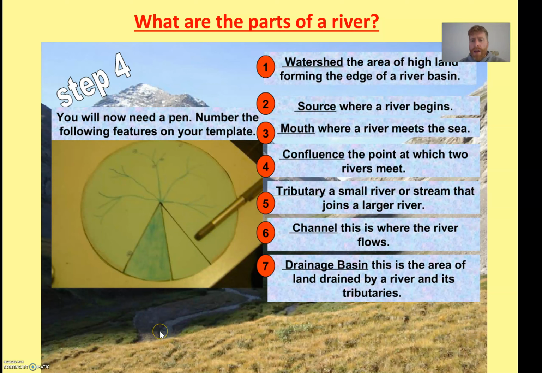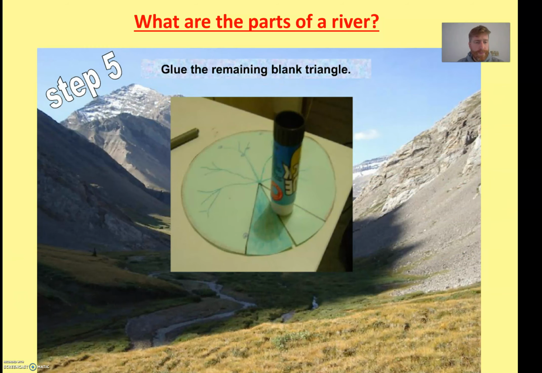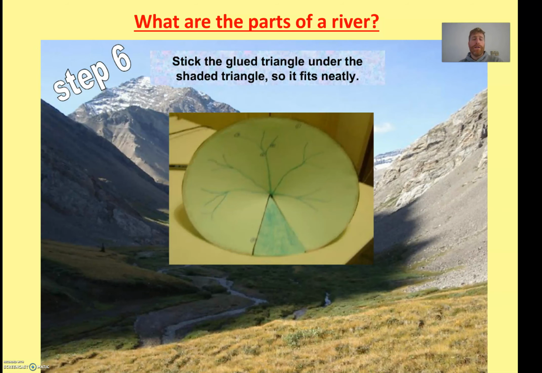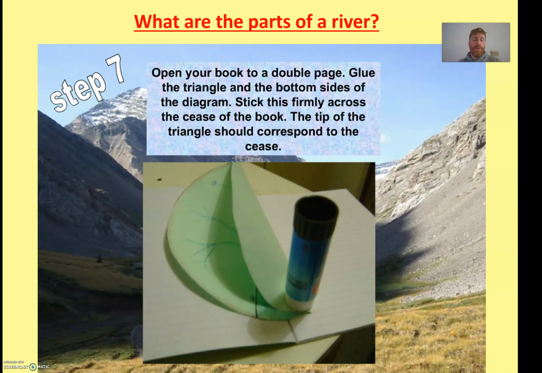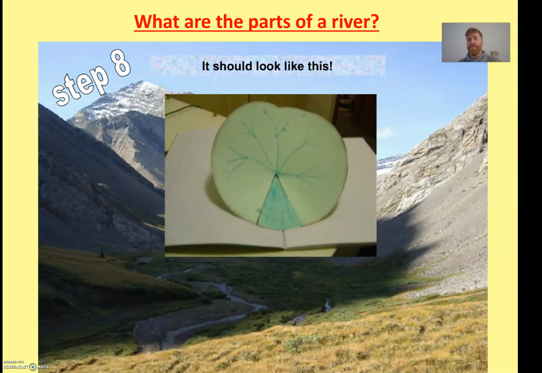The channel, this is where the water flows. So the river channel is the actual channel through which the water flows. So this bit here is clearly a river channel because it's got loads of water flowing through it. And obviously the drainage basin is the whole thing. If you were to glue this in your book now, you would glue that right-hand triangle, stick the blue triangle over it, and you fold it over, stick it in your books, and abracadabra, you get a lovely pop-up drainage basin.